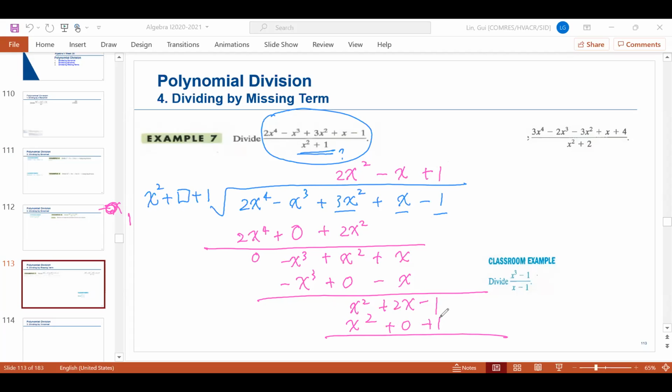So what's the remainder here? Yes, 2x minus 2, top minus bottom, right? So here you cannot get any additional things because here is x squared, here is 2x. So 2x squared cannot be multiplied by anything else to get this one, right? All right, so this is the quotient.